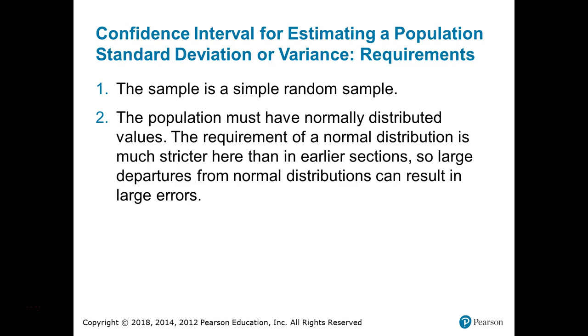So the requirements. Again, 1, the sample must be a simple random sample. And 2, the population must have normally distributed values. The requirement of a normal distribution is much stricter here than in earlier sections, so large departures from normal distributions can result in large errors. It's very sensitive to it, so it must be a normal distribution.